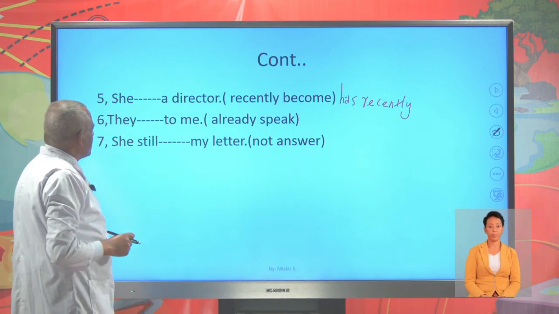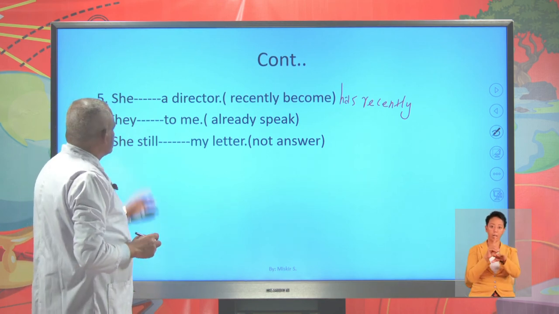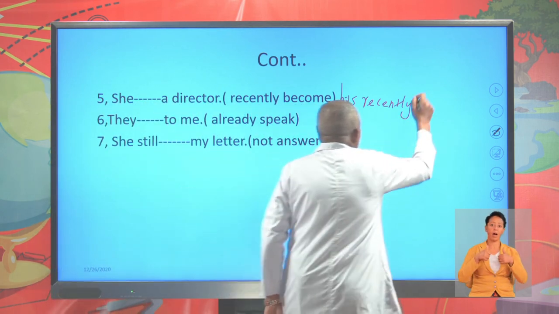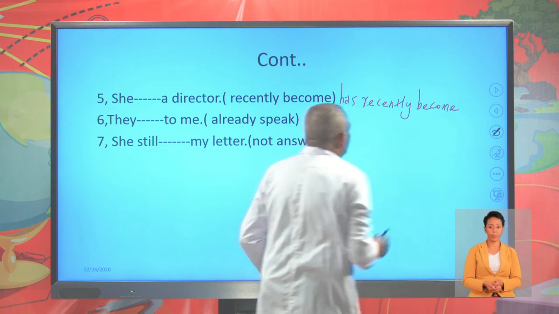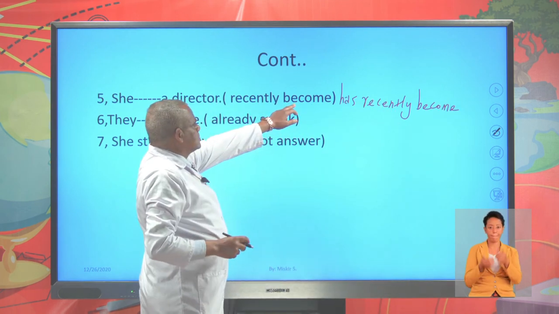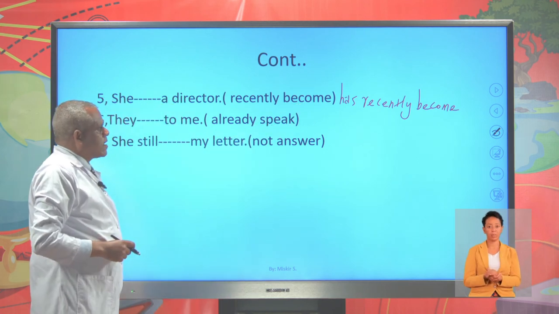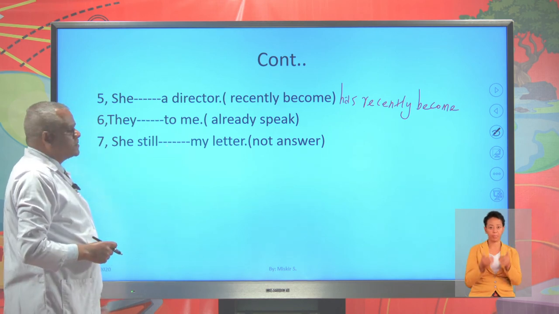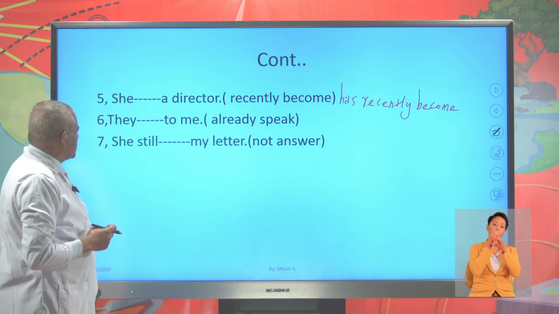Next to this, let's see. Number 5, he recently became a director. She has recently become, please. Don't forget that. There is a sound change, okay? Become, has recently become. This is present perfect tense, which shows a recently completed action.